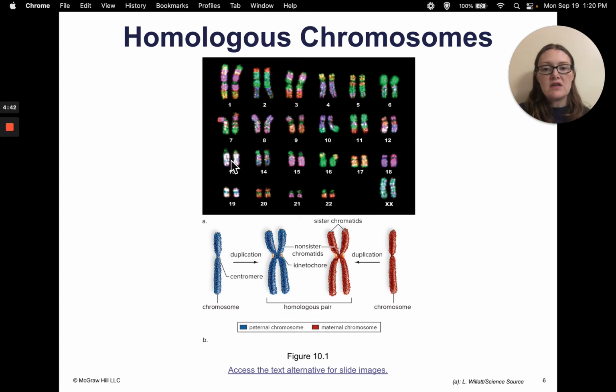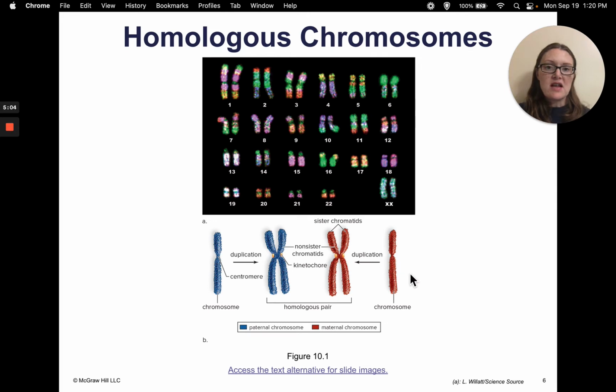But each one of these, you can see, has a similar appearance, one from mom, one from dad in each case. So here we have a chromosome. Here we have a sister chromatid, keeping in mind that as we learned in mitosis, this side is genetically the same as this side. So this is two exact copies of our original one over here.